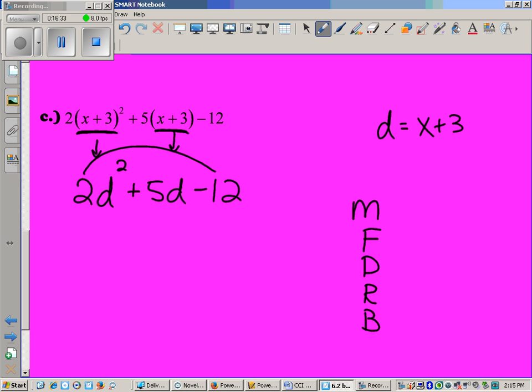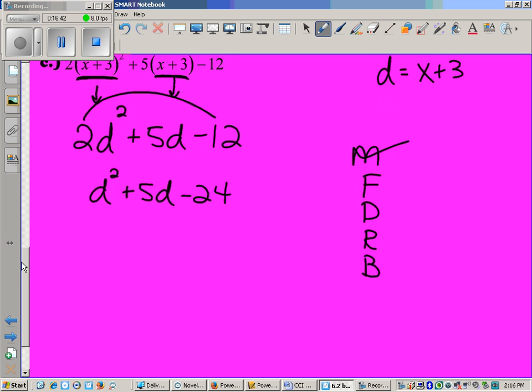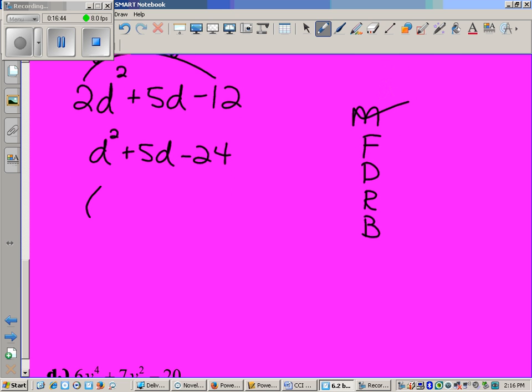Here we go. Let's take this 2 away. Let's multiply it by the 12, giving me D squared plus 5D minus 24. That's my multiply. What does F stand for? Factor, right? Let's go through and basic factor this guy. I'm going to break down my D squared into D and D. I need to figure out numbers that multiply to negative 24 that add to positive 5. Ooh, those are the same numbers as before. So can I do a positive 8 and a negative 3?